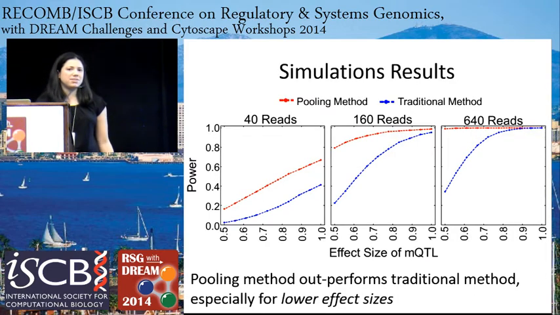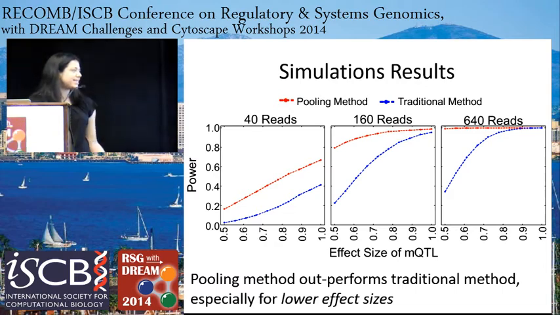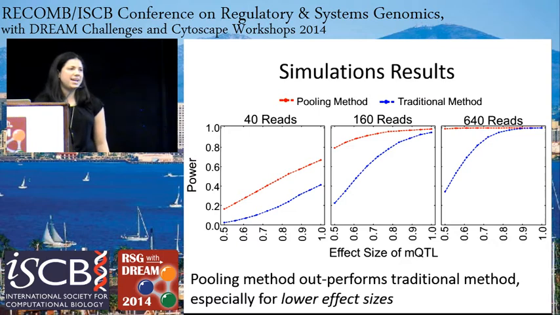Our simulation results show that the pooling method consistently performs at least as well and often much better than the traditional method. In these plots, our x-axis is the effect size of our MQTL. Our y-axis is power as defined on the previous slide. Each of these plots is for a different number of reads because we tried imagining having different numbers of reads. And our red line is for the pooling method, and the blue line is for the traditional method.